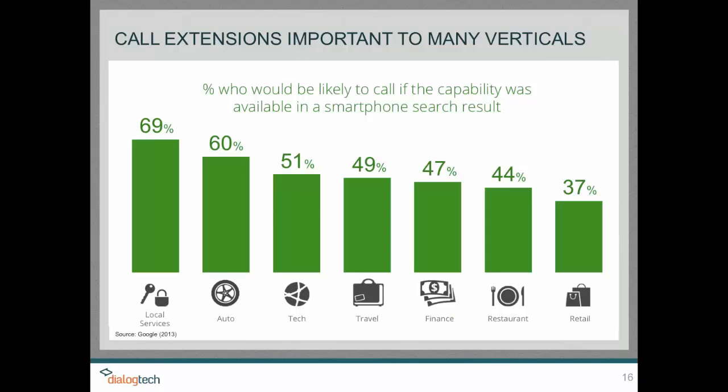So obviously for local, there are local services like locksmiths, plumbers, anything that does home services, or where people want to call you and talk to you. Those are huge for call extensions. Automotive marketing, tech marketing, and travel. Finance like banking or financial services or mortgages, those are big with click-to-call, and restaurants and retail as well. So it's not just one particular industry. It's a wide variety of industries where people want to be able to call directly from the paid search result.